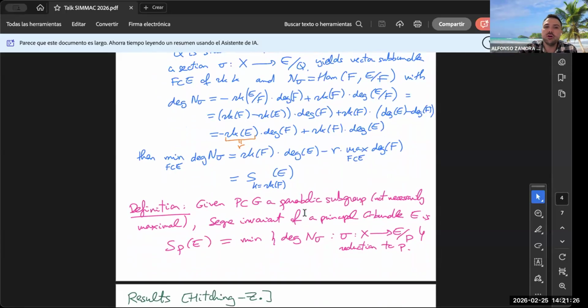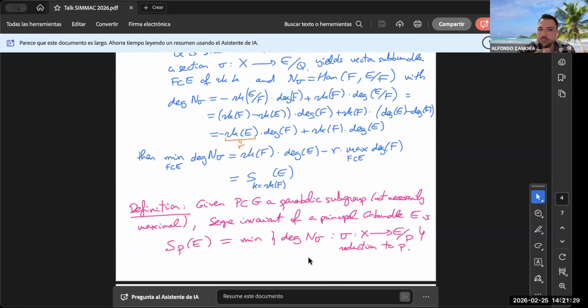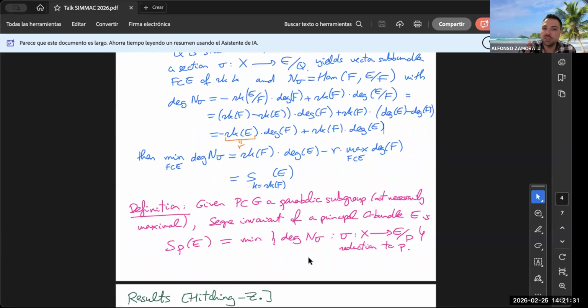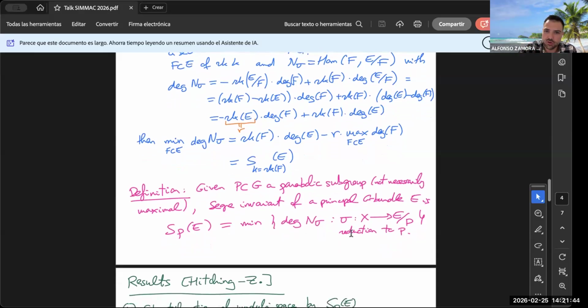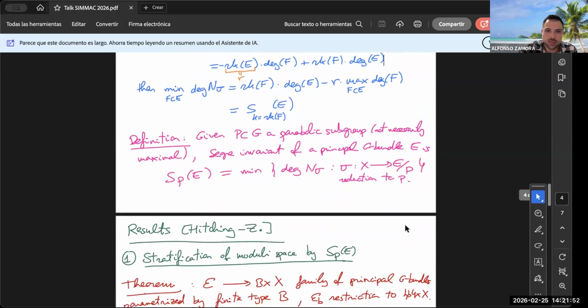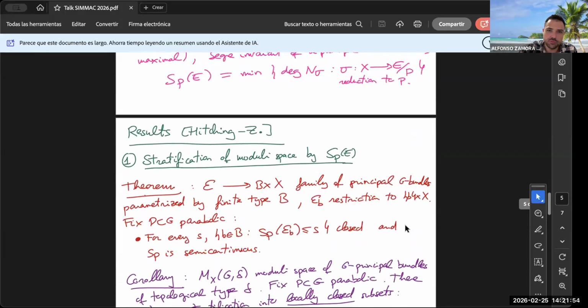Then the definition of the Segre invariant is the following. Given P, a parabolic subgroup, this parabolic subgroup now is a general parabolic, so not necessarily a maximal parabolic. The Segre invariant of a principal G-bundle E is the minimum over all the possible degrees of reductions to this parabolic. So this is the number we are studying. Let me just quickly give you an overview of the results we have so far.